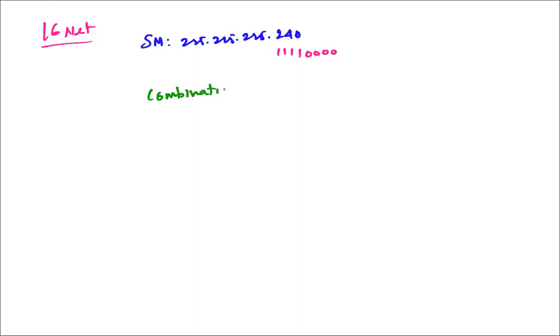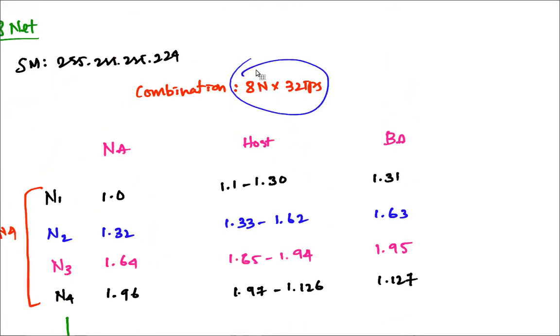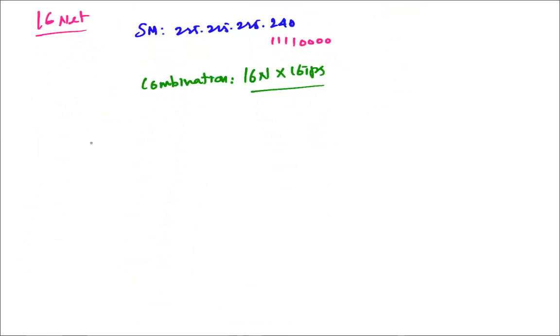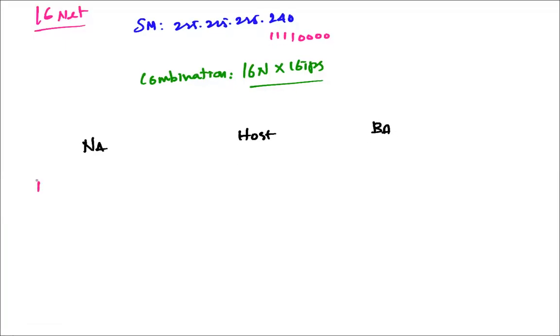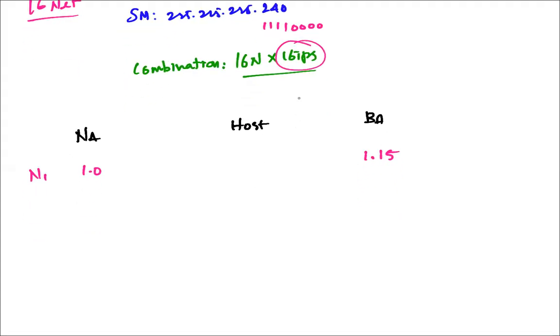The combination is going to be, if it is 16 networks, then it's going to be 16 IPs. Here it was what? It was 8 into 32, right? Now it's going to be 16 networks into 16 IPs. So network address, host IP, broadcast address. Let me write this. Network number 1: 1.0 to 1.15, because 16 IPs is what we are having. 16 IPs means 1.15 will be the last IP. What is the host? The host is 1.1 to 1.14.